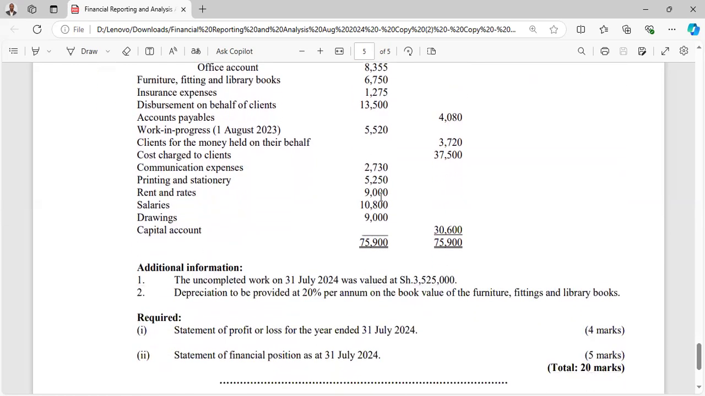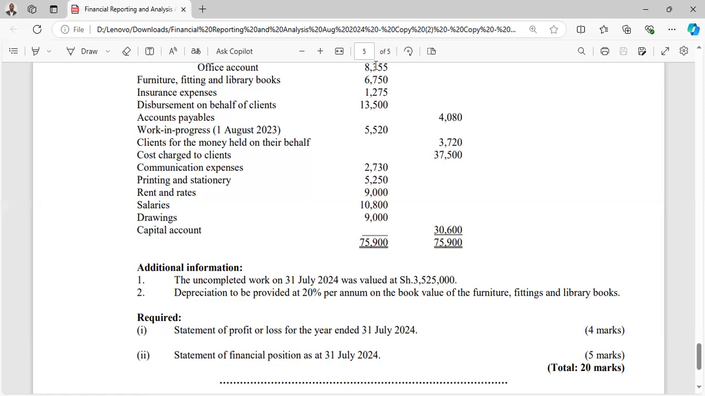Additional information. The uncompleted work on 31st July 2024 was valued at 3,525,000. Depreciation to be provided at 20% per annum on book value of the furniture fittings and library books. Statement of profit or loss for the year ended 31st July 2024. Statement of financial position as at 31st July 2024.